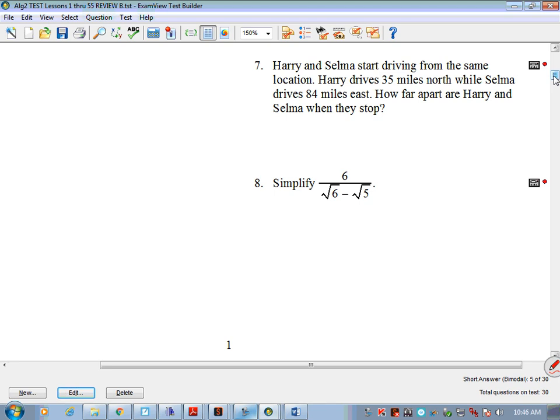Harry and Selma start driving from the same location. Harry drives 35 miles north. Selma drives 84 miles east. How far apart are they when they stop? This is using the Pythagorean theorem and the distance formula. So let's imagine that we have an intersection here. Harry's driving 35 miles north, okay, and he stops. Okay, Selma is coming from this same spot, and she's going to the east, 84 miles, and she stops.